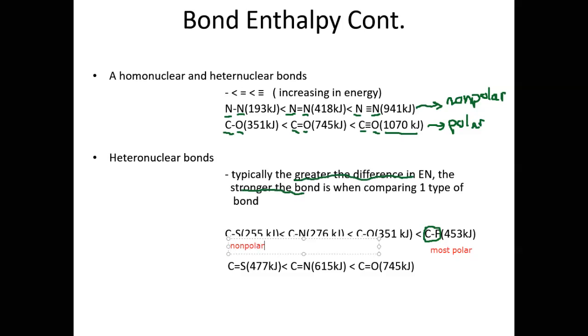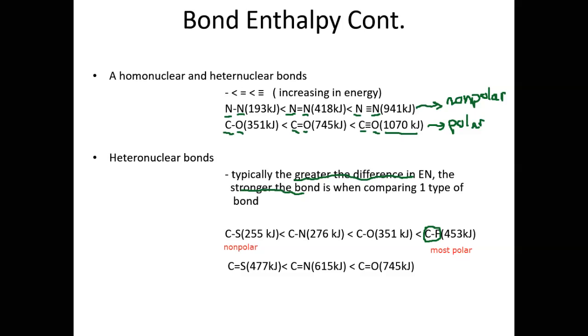It's the least polar bond out of this. So when you're comparing the same type of bond but just different atoms, the one with the greatest difference in electronegativity is the one with the largest bond energy, or the strongest bond.